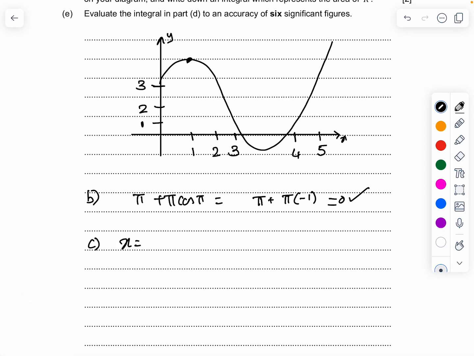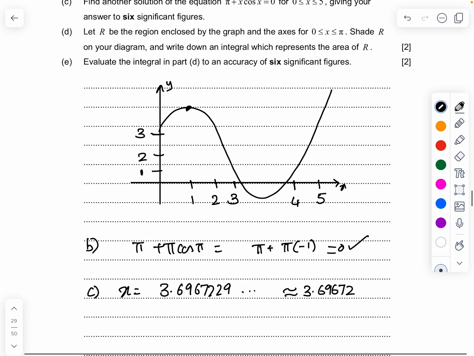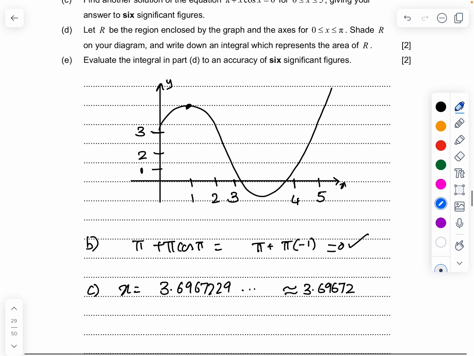Use the calculator, you should be getting 3.6967229, and so on. So it will become 3.69672. Part D, let R be the region enclosed by this one. Shade the region R in your diagram. So this is the region.